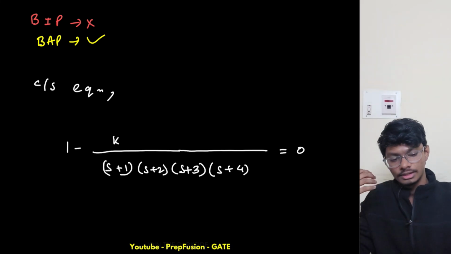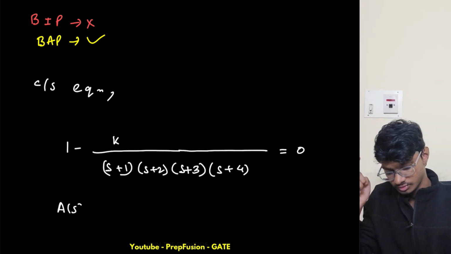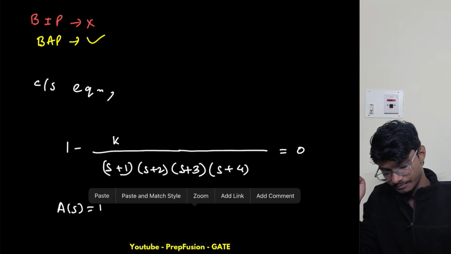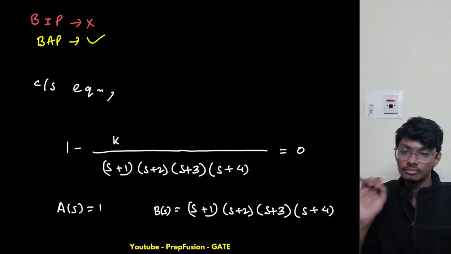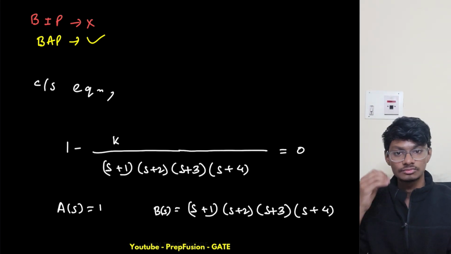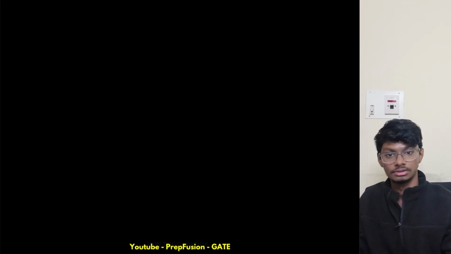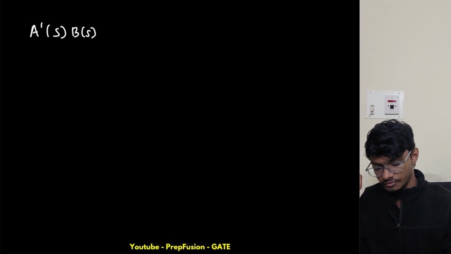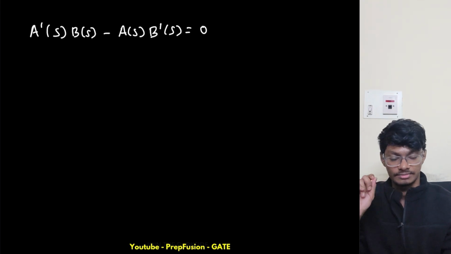So from here, I will just write the solutions. Solutions still will be the same. Basically my a of s will be 1 and my b of s will be this. Now, to not waste much time, if you just check, the solution of s will be the same. They will not change from what I found out from the previous solution. Basically the solution of this equation, a dash of s into b of s minus a of s into b dash of s equals 0, will still remain the same.